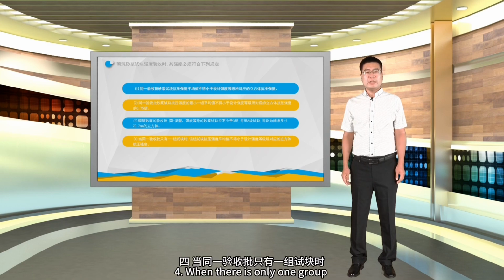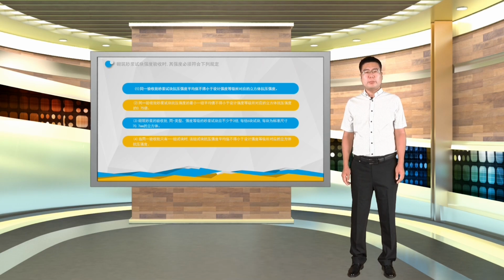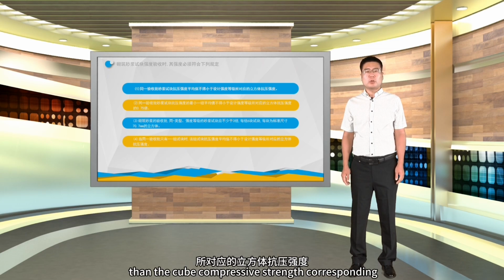Fourth, when there is only 1 group of test blocks in an acceptance batch, the average compressive strength of the test blocks in this group shall not be lower than the cube compressive strength corresponding to the design strength grade.